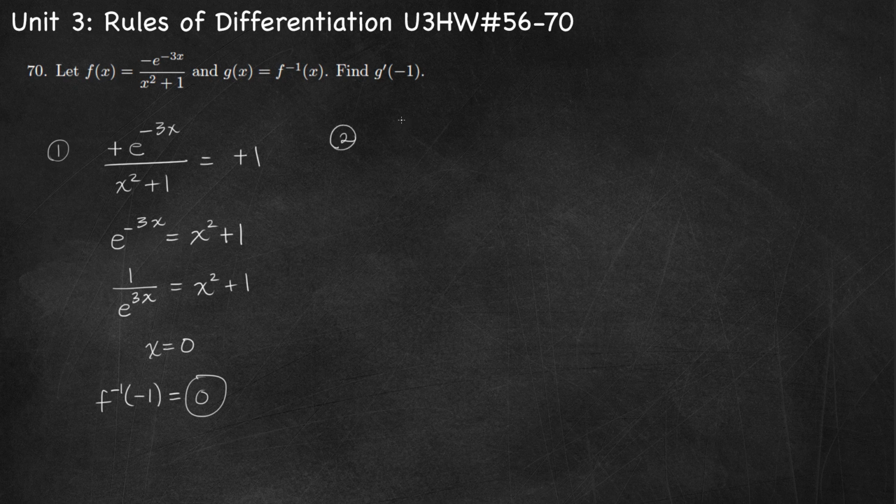Then for step 2, I want to find f prime of x. F of x equals a function divided by another function. So I start out using quotient rule when I take my derivative. So I need derivative of the top times the bottom minus the top times the derivative of the bottom all over the bottom squared.